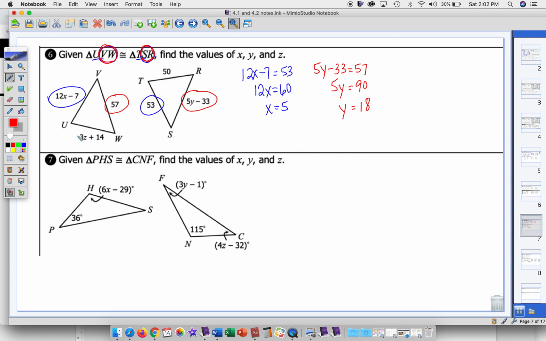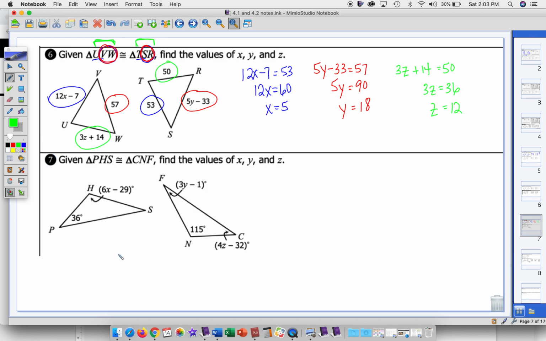And then lastly, I just want to double check this for z. Z is in the expression for side UV, or UW, rather, and UW corresponds to TR, and that's what we're left with. So we have 3z plus 14 is equal to 50. And I'm subtracting, so that would be 3z equal to 36. So z is equal to 12.